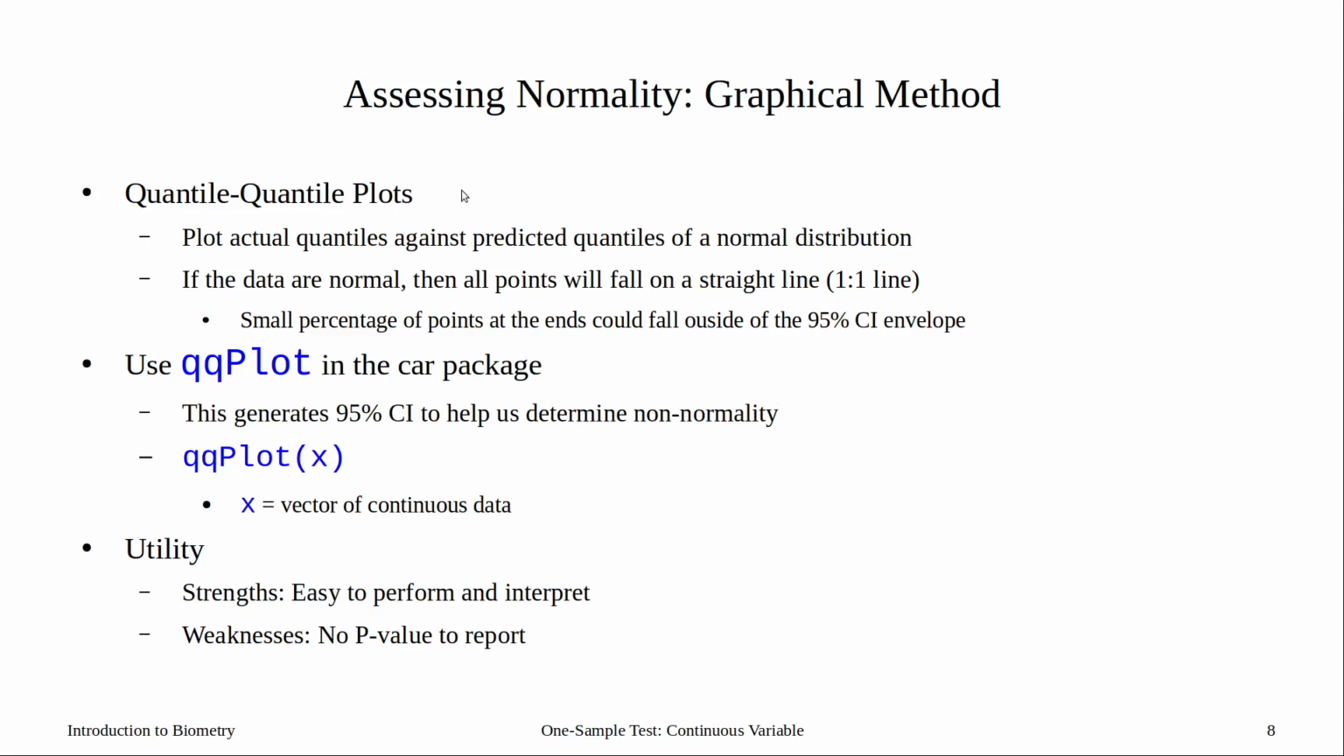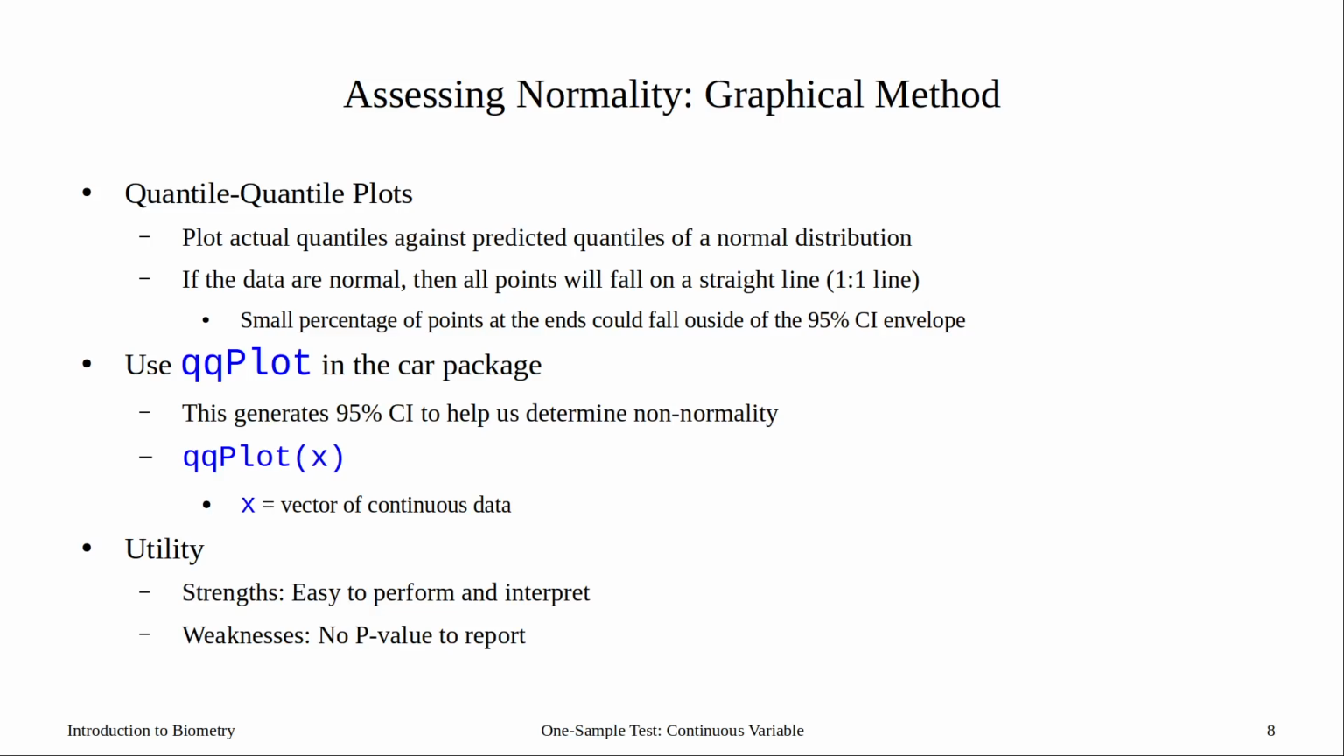So let's start with our graphical method, the quantile plots. If you go back to discussion of our continuous distributions and normality, I introduced this idea of quantile plots, where we plot observed quantiles against expected quantiles given the mean and standard deviation of our data. If our data are normally distributed, then all of our observed points should match up with our expected points. So all of our points should fall on a straight line.